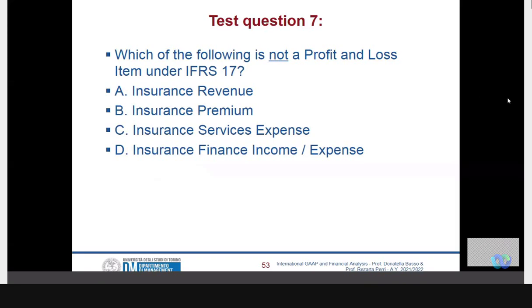Which of the following is not a profit and loss item? Insurance revenue, insurance premium, insurance service expenses, insurance finance income and expense. I'm waiting for you on that. Which one is not a profit and loss item? I'm waiting because this is very simple. Something that I repeatedly said this morning, maybe 6 or 7 times. So which one is it?